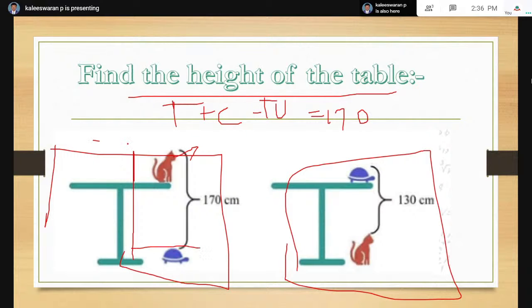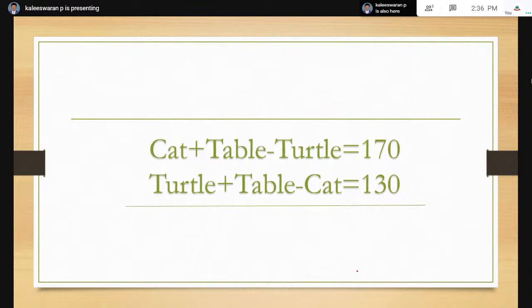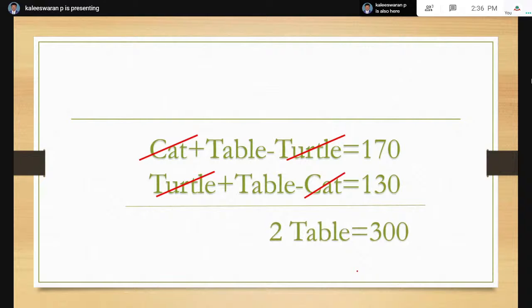minus turtle height is 170. Here the table height plus turtle height minus cat height is 130. So when we add these two equations, finally two tables is 300, one table is 150. The height of the table is 150.